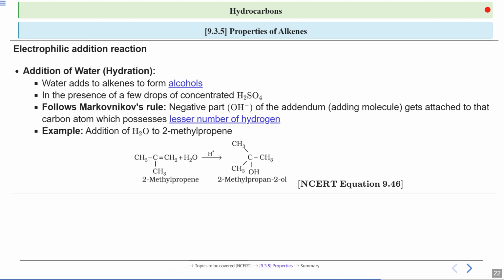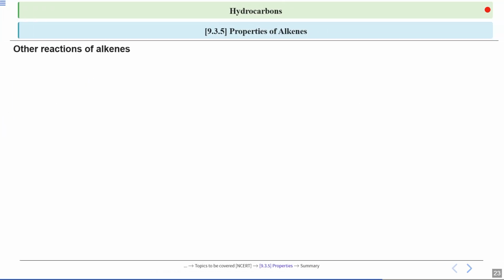So, you can see here in 2-methyl propene, one of the carbons has 0 hydrogen. Therefore, your OH is going there, because as your H plus, which is your catalyst, is first added, it will result in that carbocation which is more stable, and obviously it is the tertiary one. You can just try out the mechanism by yourself. So, we have dealt with all of those electrophilic addition reactions. Now, we will move on to some specific reactions of alkenes.